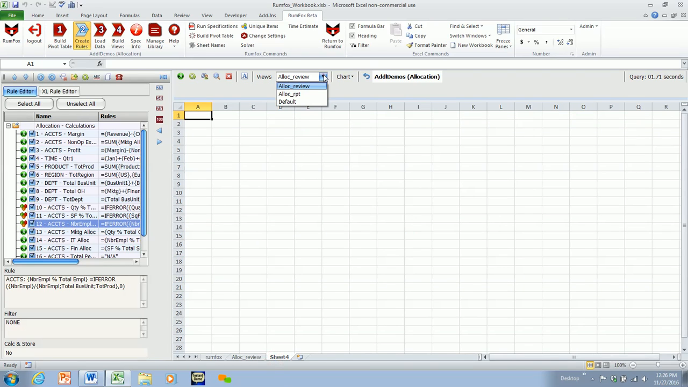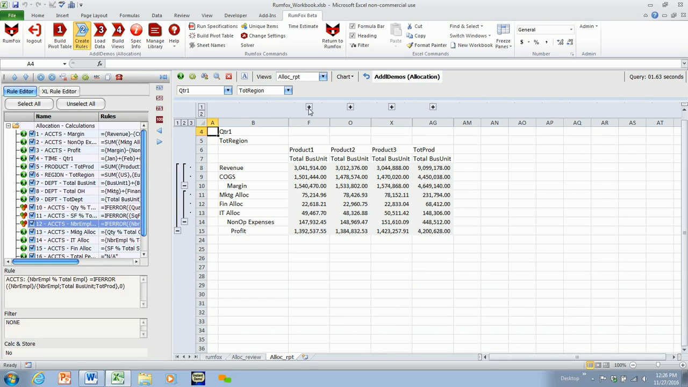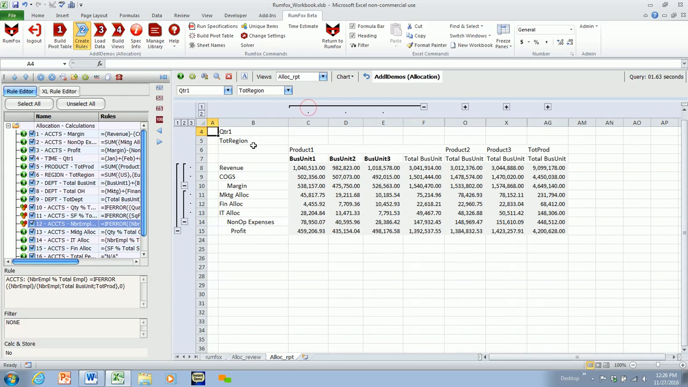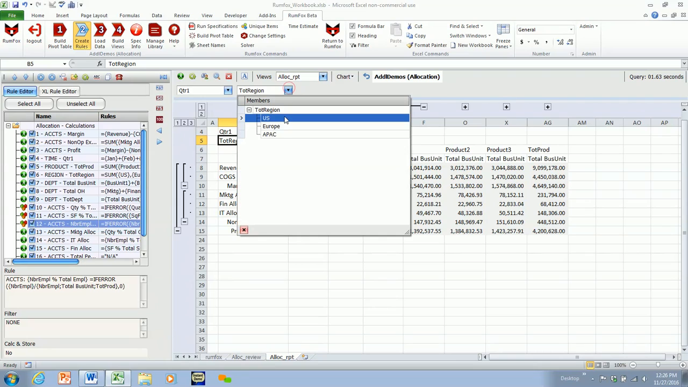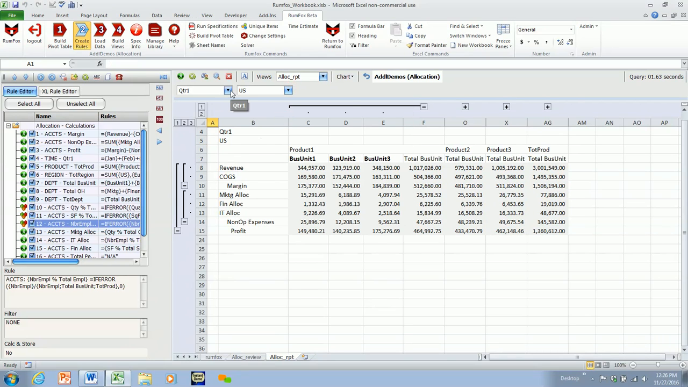So to demonstrate the results, let's run a report that shows the resulting overhead allocations for finance, marketing, and IT to the different business units. This allocation is applied at every product at every business unit level. Again, a handful of calculations are driving this entire pivot model. Replicating this model in Excel would be very difficult.